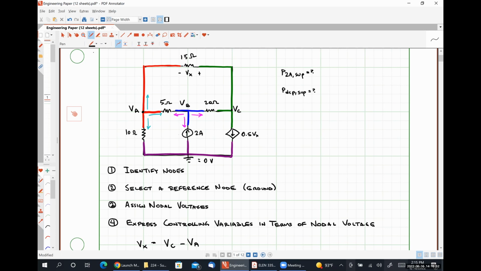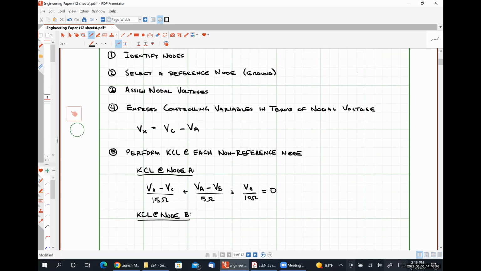All right, sounds like the answer to that question regarding volunteers is a resounding no, so I guess I'll write it for you. So let's start with the current directed to the left through the 5 ohm resistor. The current starts at node B and flows into node A. So we're going to have VB minus VA over 5 ohms.